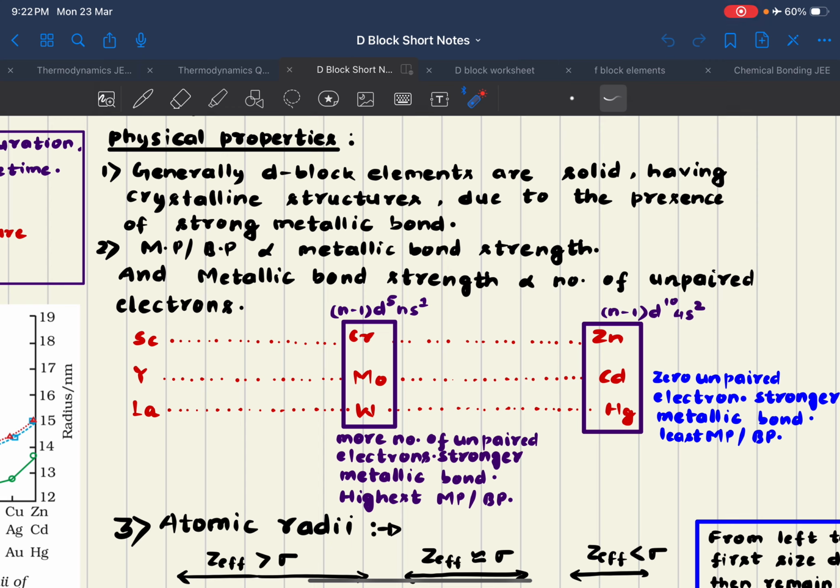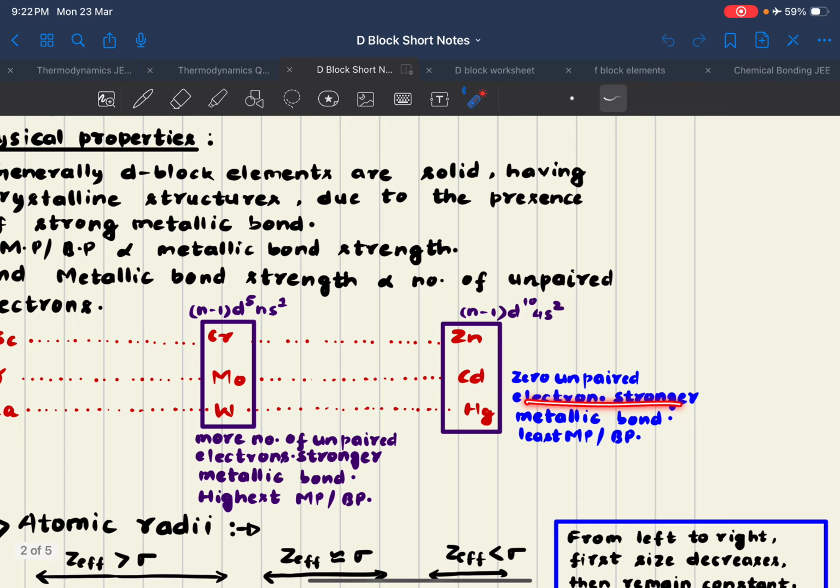So what you have to do is write the electronic configuration. For scandium it will be 3d1 4s2, and eventually if you move further, you will see chromium is 4s1 3d5. Therefore it will have 6 unpaired electrons, whereas zinc will have 0 unpaired because all are paired. So in the chromium group we have a higher number of unpaired electrons, and that's why its melting and boiling point will be higher because its metallic bond will be higher. You agree to this or not? So here we have written all those things: more number of unpaired electrons, strong metallic bond, highest melting and boiling point. Zero unpaired electrons, weaker metallic bond.